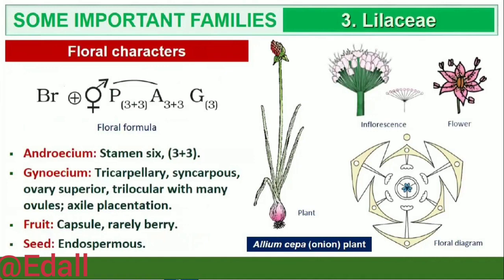Androecium, stamens 6, 3 plus 3, epitepalous. Gynoecium, tricarpellary, syncarpous, ovary superior, trilocular with many ovules, axile placentation. Fruit capsule, rarely berry. Seed endospermous. Floral formula: bracteate, actinomorphic, bisexual, P 3 plus 3, A 3 plus 3, G (3). Now write down the floral formula by yourself.